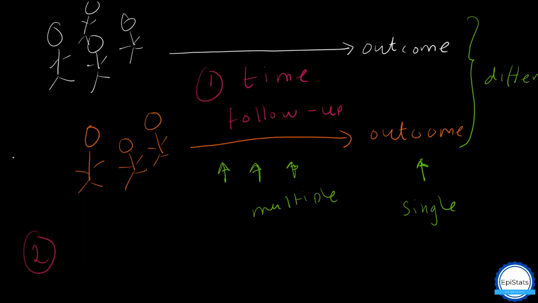The second one is that groups within a cohort or different cohorts are selected on exposure. This means that one group might have the exposure of interest, for example, smoking, while the other group or the other cohort is not exposed to smoking. The presence of follow-up time and selection of groups on exposure are the main characteristics of a cohort study.